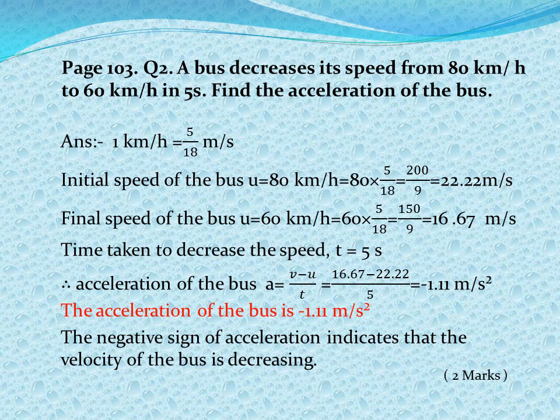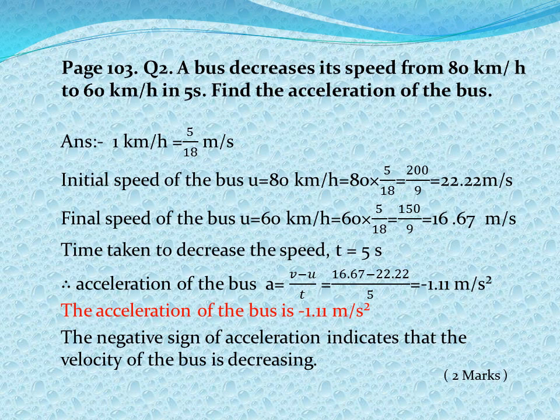5/18 meter per second. Initial speed of the bus u equals 80 km per hour equals 80×5/18 equals 200/9 equals 22.22 meter per second. Final speed of the bus v equals 60 km per hour equals 60×5/18 equals 150/9 equals 16.67 meter per second. Time taken to decrease the speed equals t equals 5 seconds.